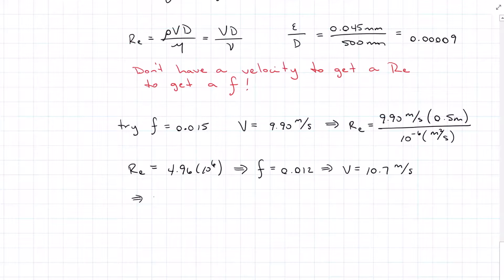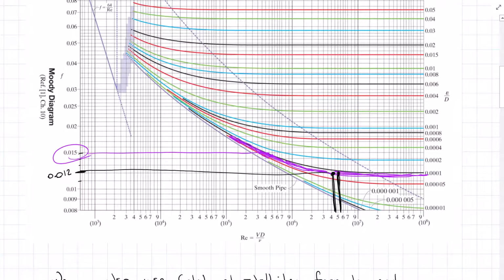then gives me a Reynolds number of 5.4 times 10 to the 6th, which going back up to my Moody diagram is still around here, which is still a friction factor of about 0.012. So we have convergence. Yay!